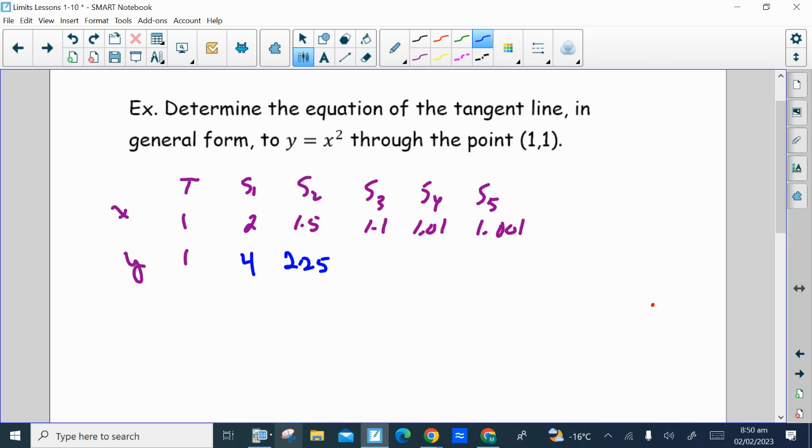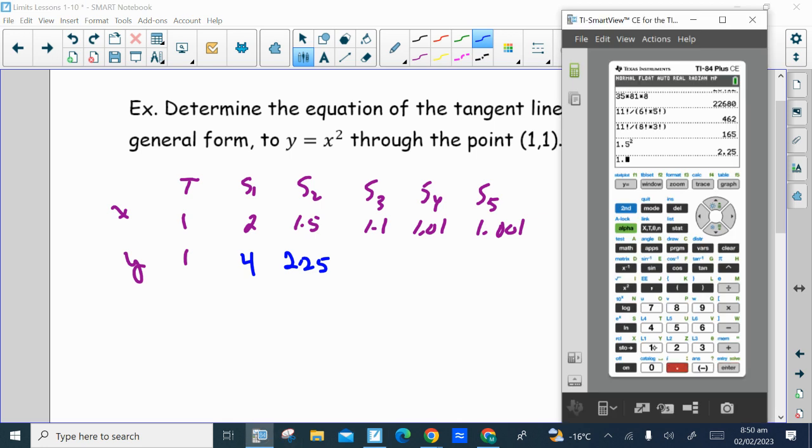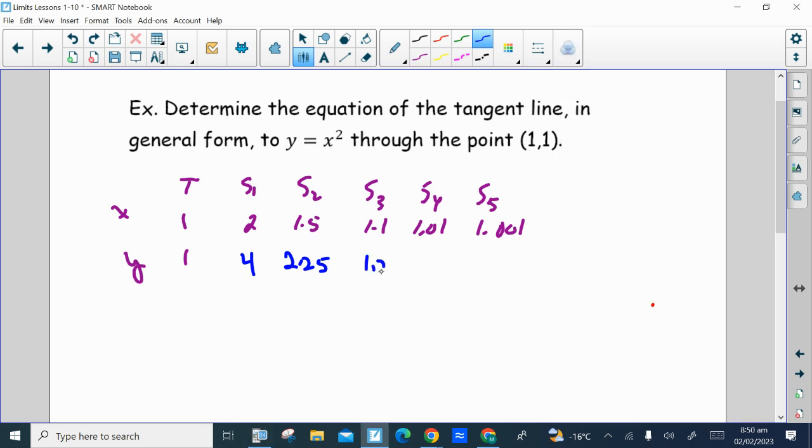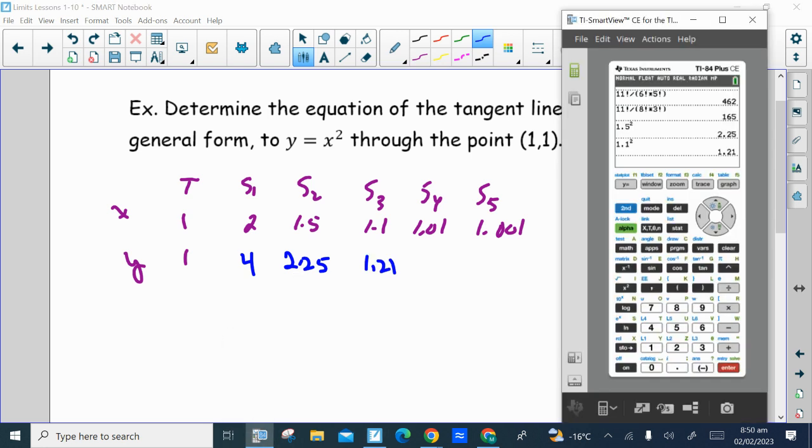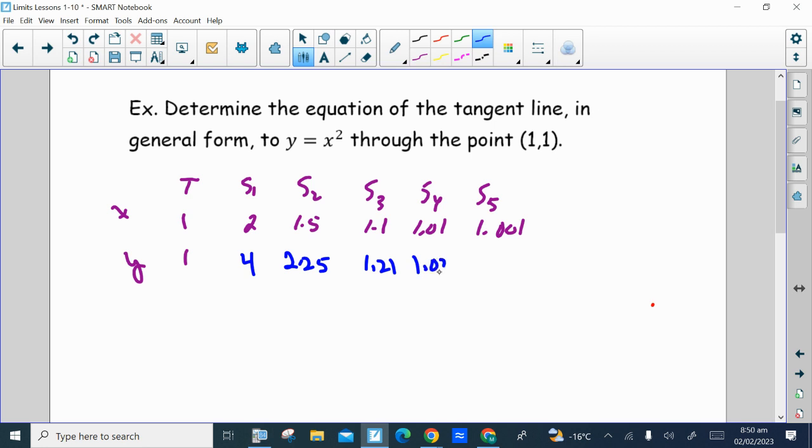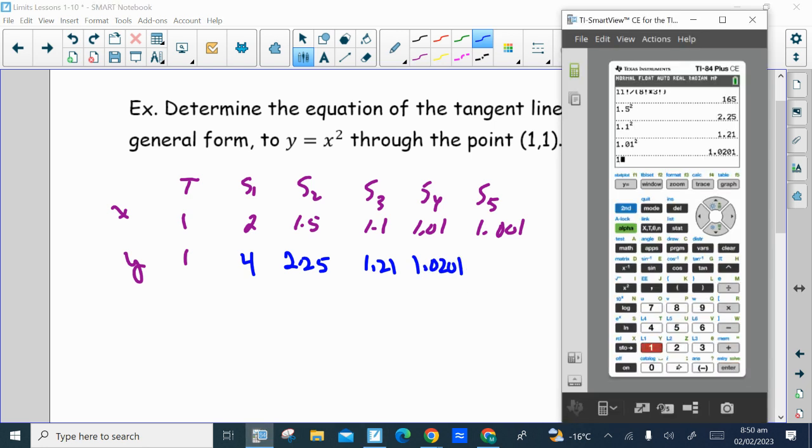And then I'm going to go 1.1 squared, 1.21. And then 1.01 squared, 1.0201. And then 1.001 squared, 1.002001.